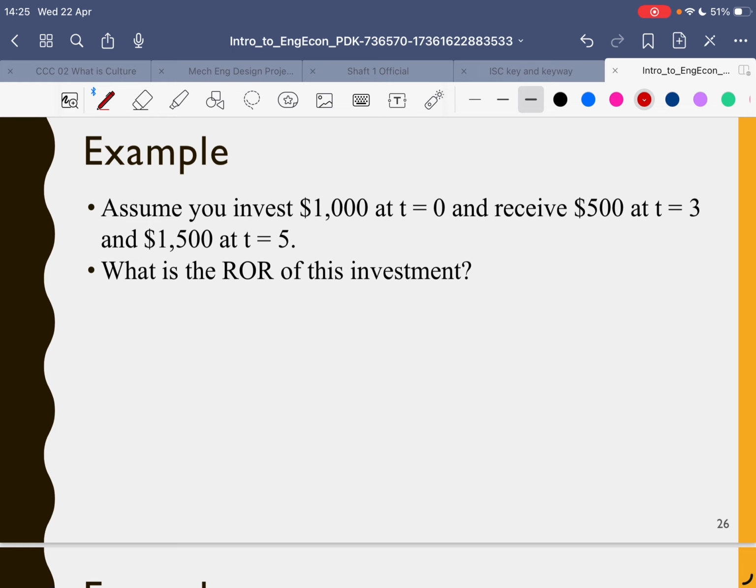And one thing that I would like to emphasize is you need to be able to use your calculator in order to solve these equations that make your life very simple.